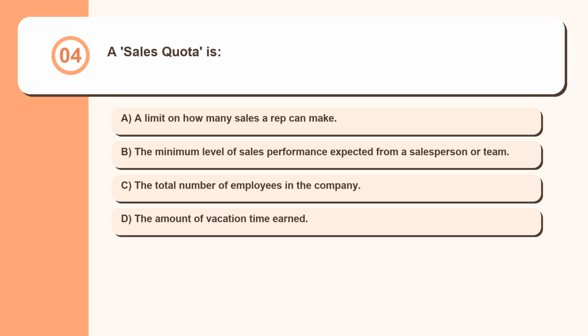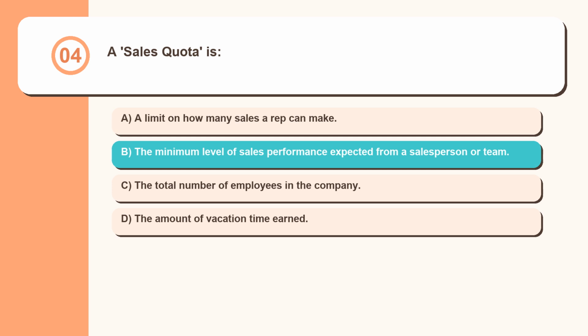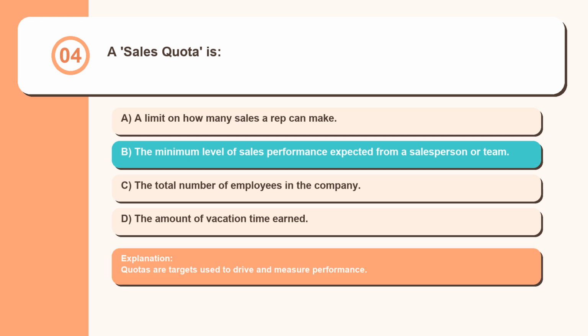Question 4. A sales quota is a limit on how many sales a rep can make. The minimum level of sales performance expected from a salesperson or team. The total number of employees in the company. The amount of vacation time earned. Quotas are targets used to drive and measure performance.